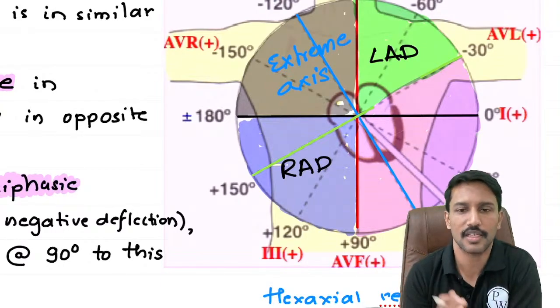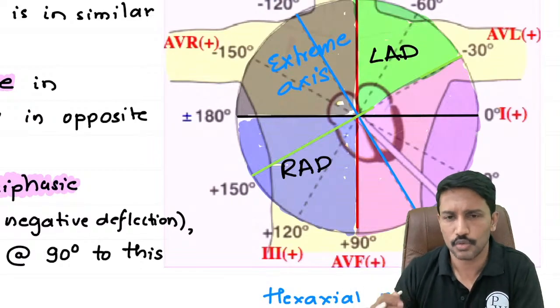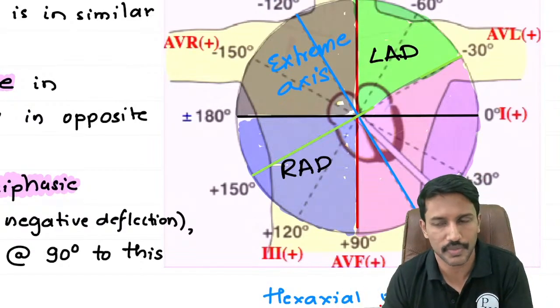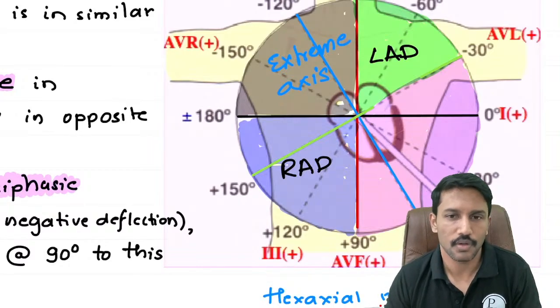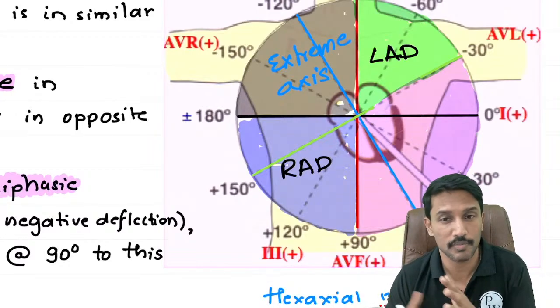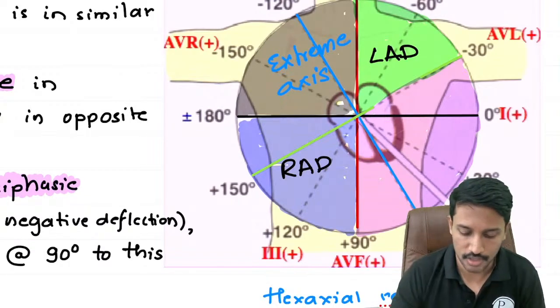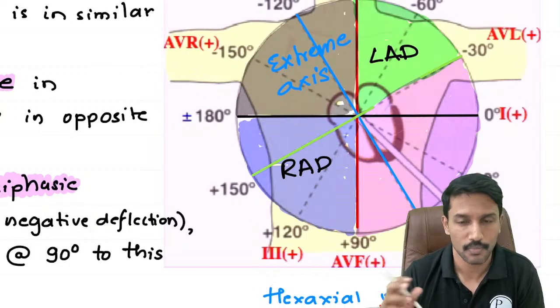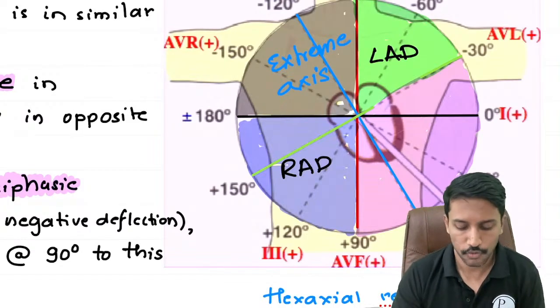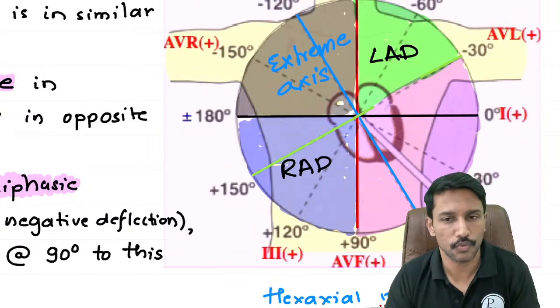So determination of axis helps us to suspect those conditions so that we can do more focused investigation. Like if I'm suspecting pulmonary embolism, I will go ahead with the D-dimer and the CT pulmonary angiogram or high resolution CT of the thorax. If I'm suspecting hypertension-induced left ventricular hypertrophy, I will go ahead with echocardiography and then identify that indeed there is LVH. For all those reasons, axis becomes a useful tool.